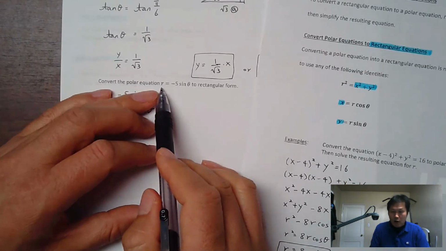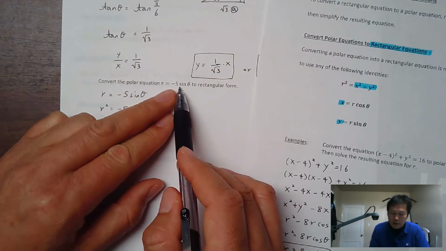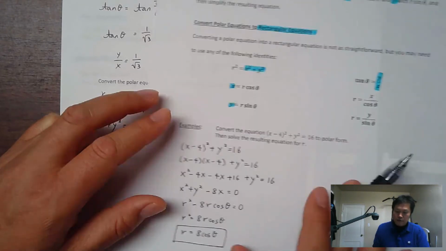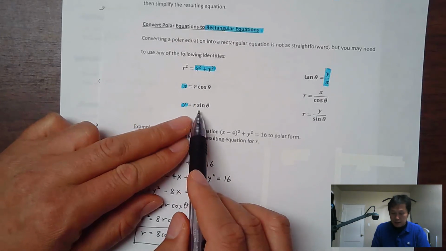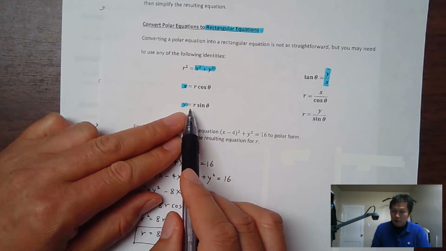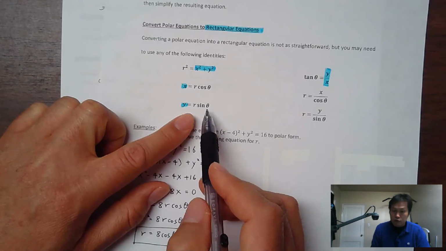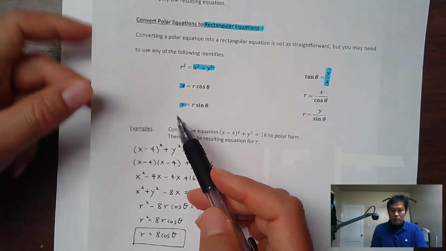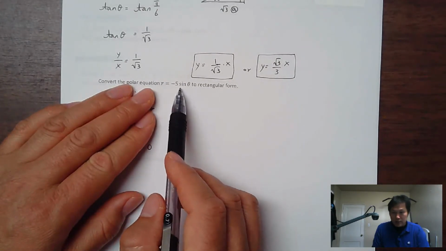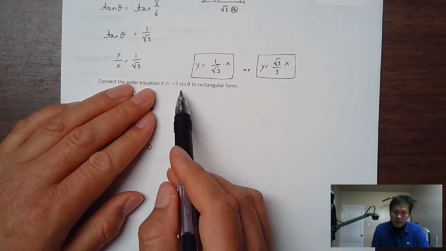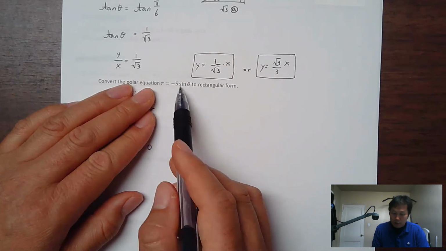So we do have r, so somehow we might be able to deal with r, but the biggest trouble right now is sine theta. If you look at the formula paper here, there's no formula with sine theta by itself. This one is sine theta times r. It's not sine theta by itself. You need r times sine theta, then you can rewrite that as y. So you don't want sine theta by itself. What to do? You want to make sine theta into r sine theta. So you need to multiply by r on the right hand side.